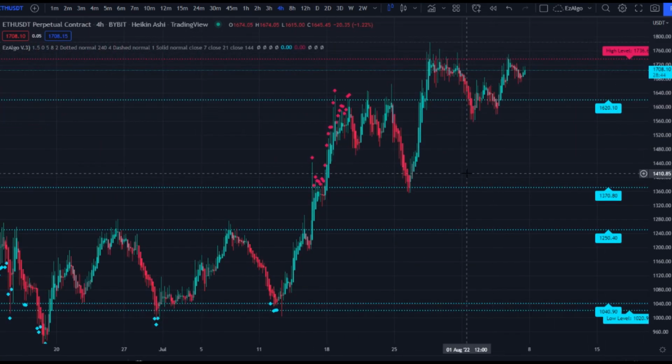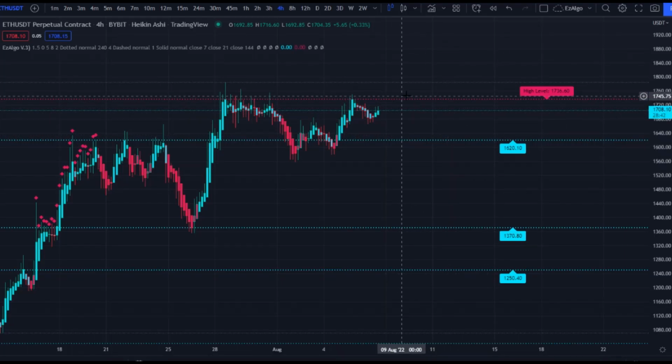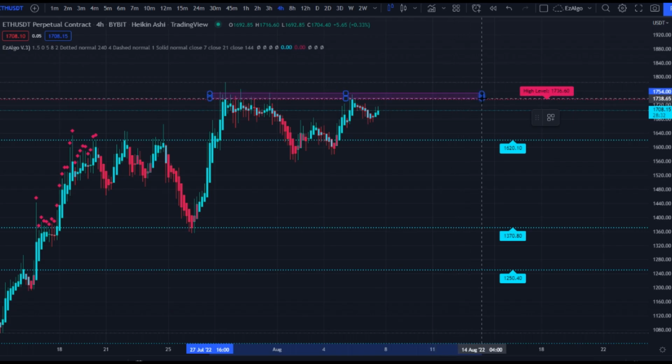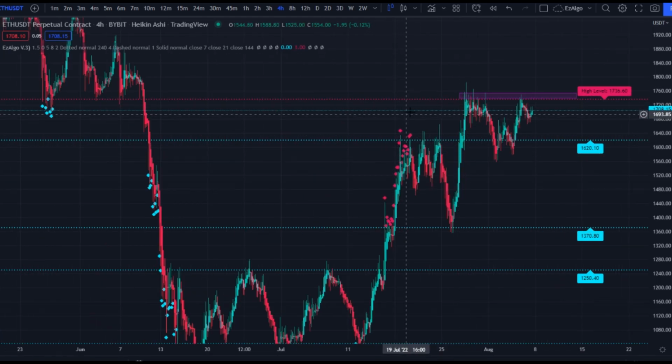So what you'll notice on the 4 hour is that this is a high level right here on the 4 hour time frame. All right, so we're going to mark this zone out. All right, this is a zone that we are looking at. It's at a high level on the 4 hour time frame, and that is current resistance.